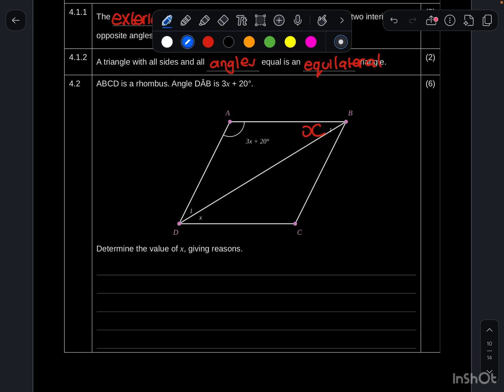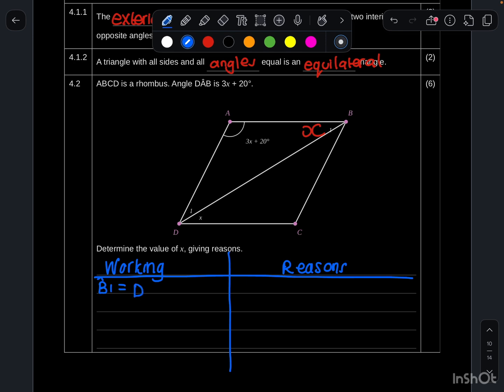Let's do this properly and write down the reasons. So working and reasons. Just try to get some information to see how we can work out x. So what we said is angle B1 is equal to angle D2 is equal to x because of alternating angles.